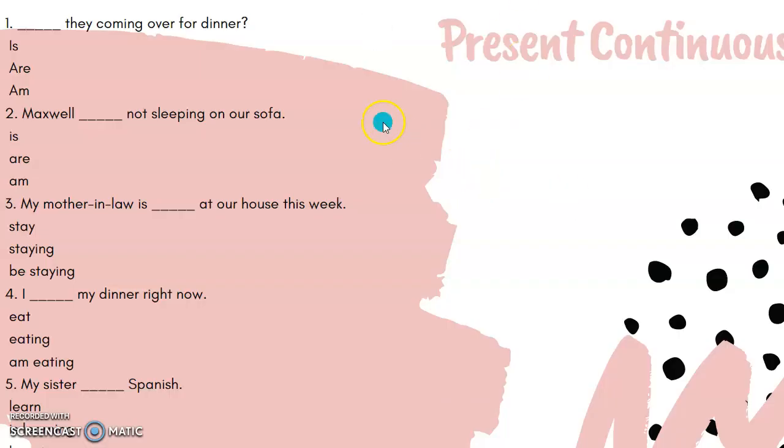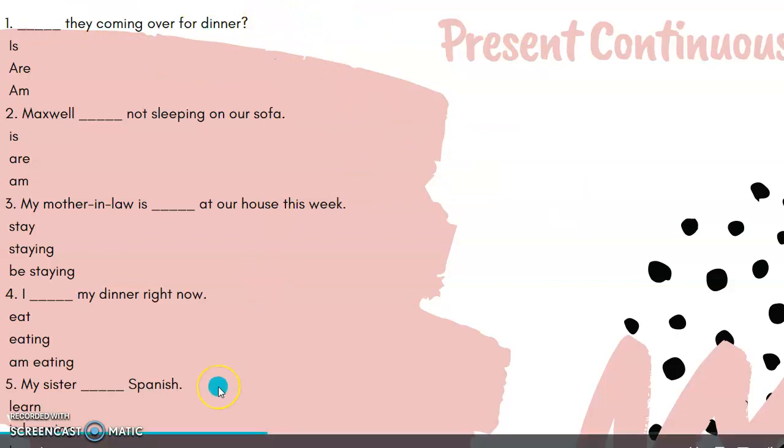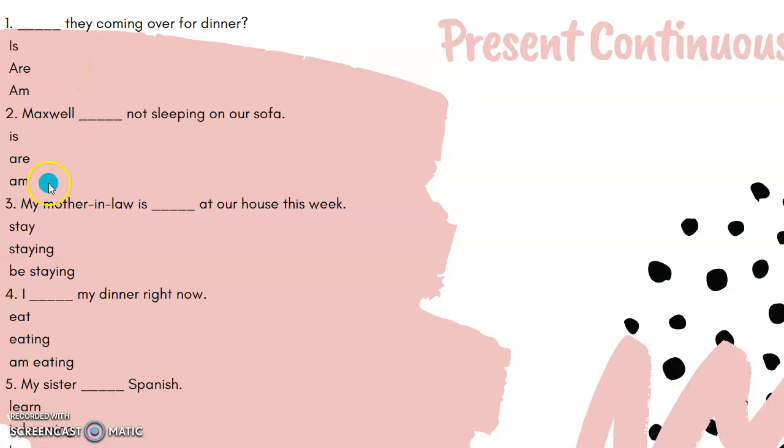So here you are going to find some exercises. You are going to have in here 5 different questions, and you have to choose the correct option. In here you are going to have the auxiliary verb, that is the verb to be, and tell me what is the correct one. For example, in the first one, remember that the verb to be for they is are. So I say in a question or an interrogative sentence, are they coming over for dinner?